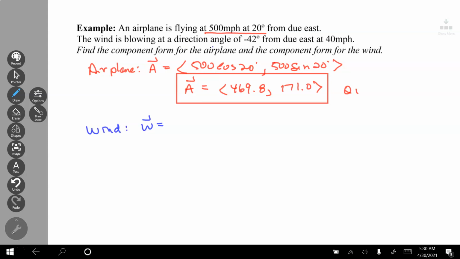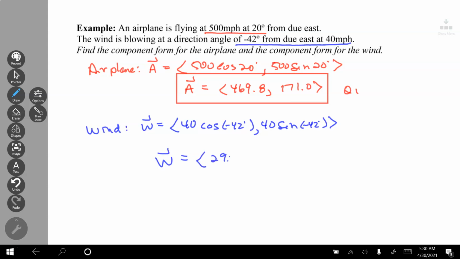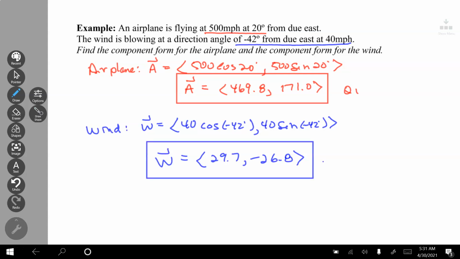My wind is -42 degrees at 40 miles per hour. 40 cosine -42, 40 sine -42 degrees. And I put that in my calculator, and I get my wind is going to be 29.7, comma -26.8, rounded to 1 decimal in component form, because component form is very important, especially tomorrow. Let's see. Positive x, negative y, this is quadrant 4, and -42 degrees is in quadrant 4. Everything matches.